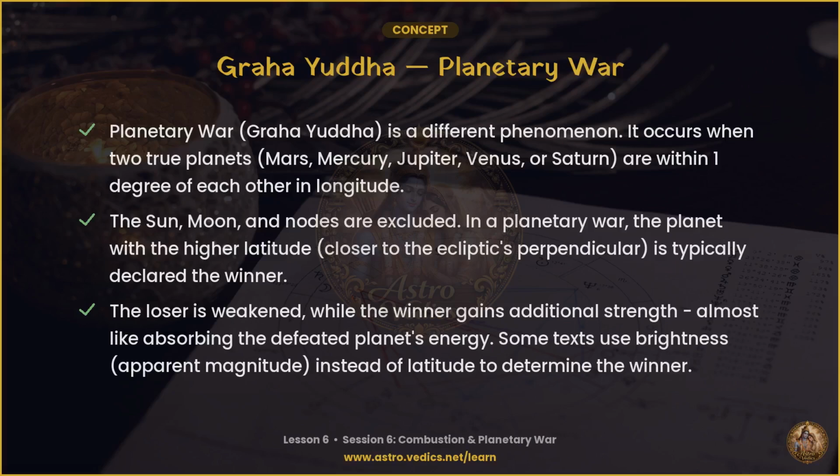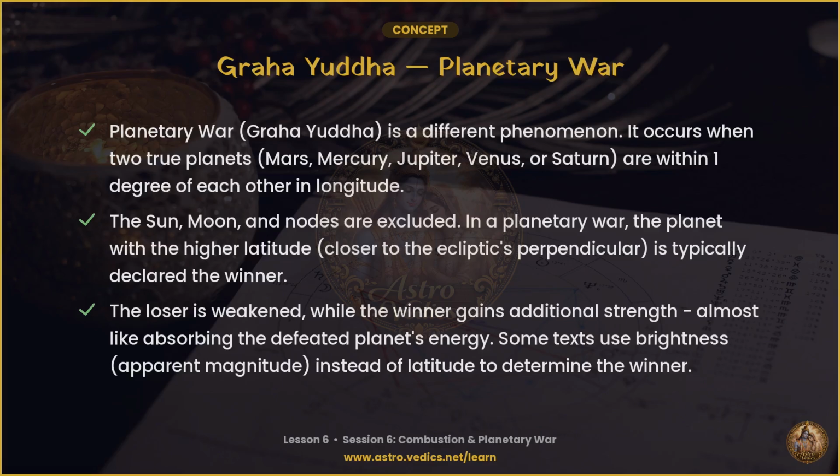Graha Yuddha, Planetary War. Planetary war, Graha Yuddha, is a different phenomenon. It occurs when two true planets, Mars, Mercury, Jupiter, Venus, or Saturn, are within 1 degree of each other in longitude. The Sun, Moon, and nodes are excluded. In a planetary war, the planet with a higher latitude, closer to the ecliptic's perpendicular, is typically declared the winner. The loser is weakened, while the winner gains additional strength, almost like absorbing the defeated planet's energy.